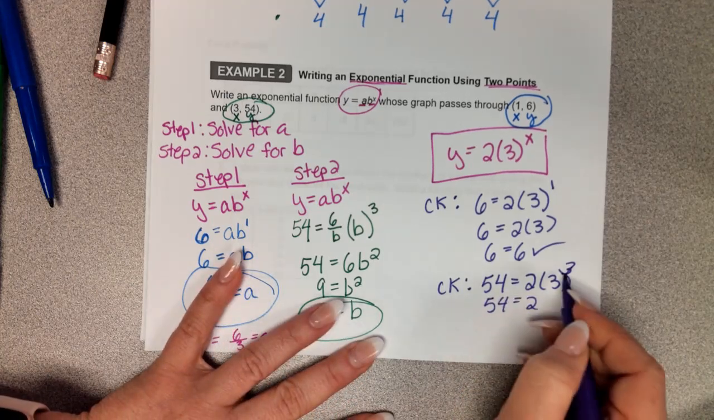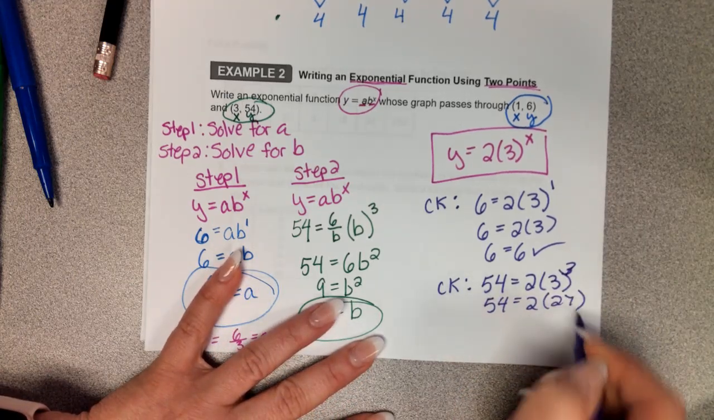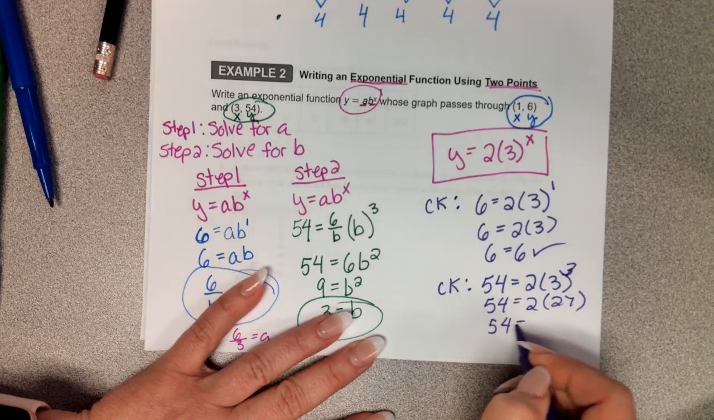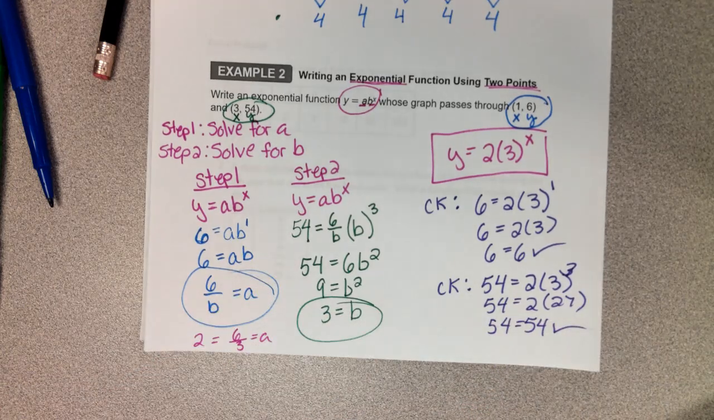Well, 3 to the power of 3 is 27. 2 times 27 is 54. So this equation will work for both sets of x, y. So that's great. The real world does not always give us such beautiful problems.